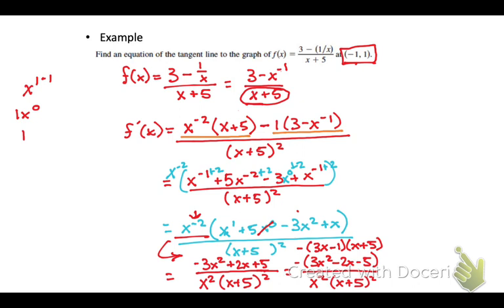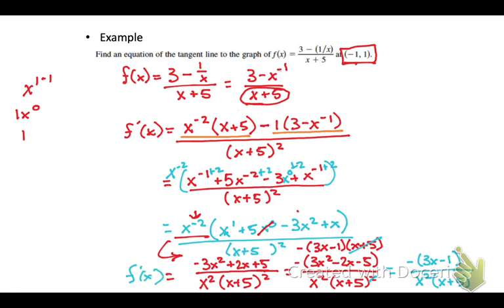So now, Riley, what can I factor out? Your x plus 5. I can factor out one x plus 5 up here and one down there. So my final answer is negative 3x minus 1 over, I'm just going to leave it, x squared times x plus 5. And then you have to do your negative 1 and 1. Now, this would be f prime.